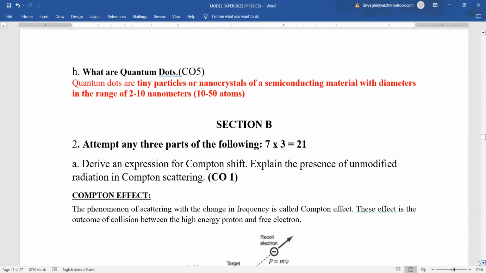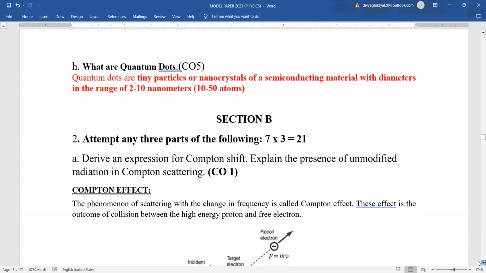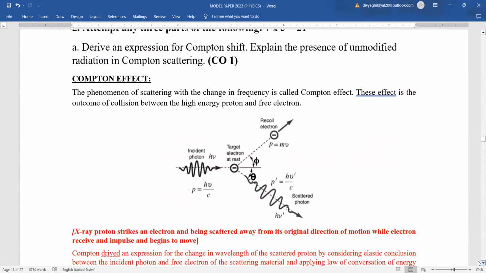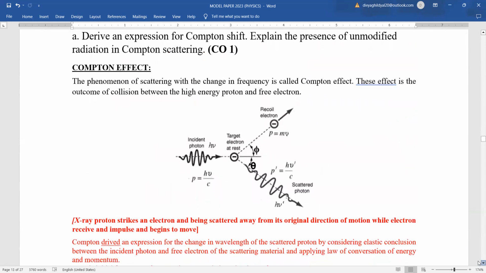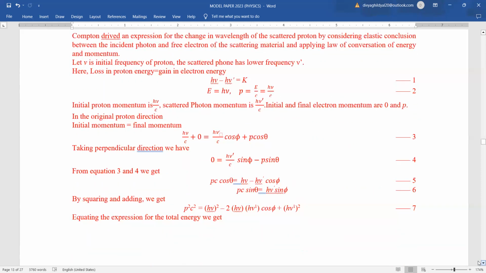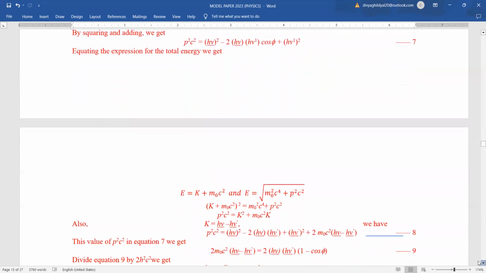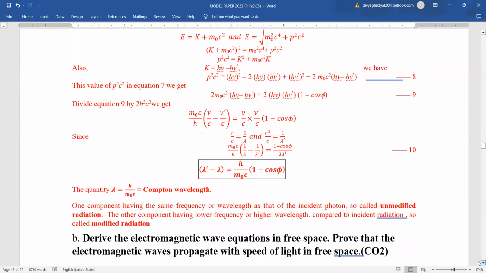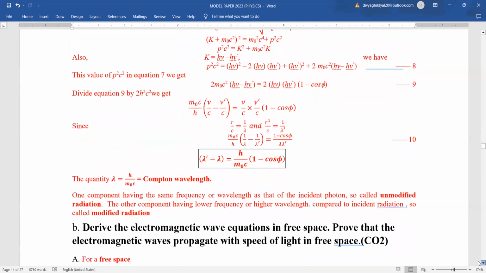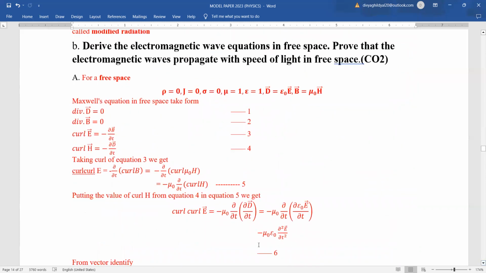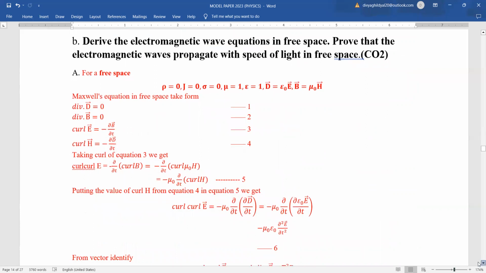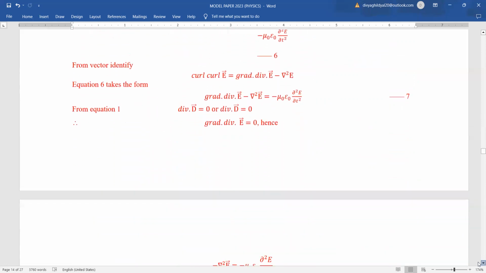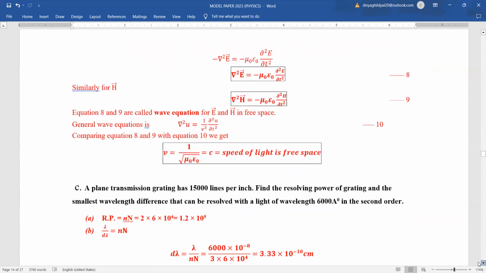Quantum dots are tiny particles or nanocrystals of a semiconducting material whose diameters lie in the range of 2 to 10 nanometers. If I am asked to derive an expression for Compton shift, I should make this diagram, and you can refer to the playlist videos in detail to see how to derive the expression. Then, an EM wave in free space means that the charge is 0. So all my Maxwell's equations for rho equal to 0 become in this form, and then I derive the same.